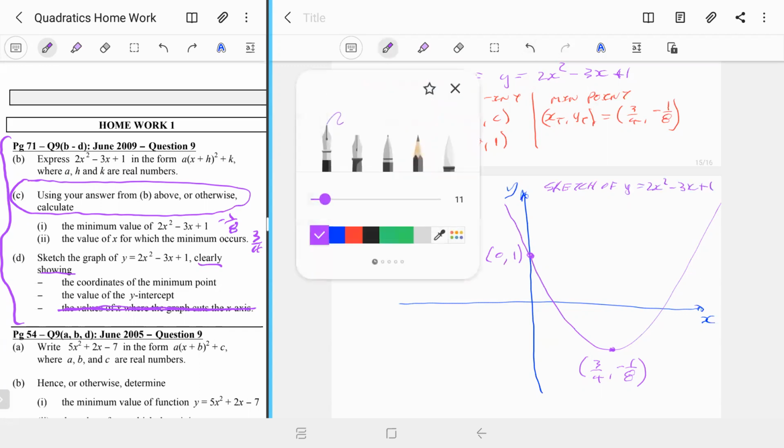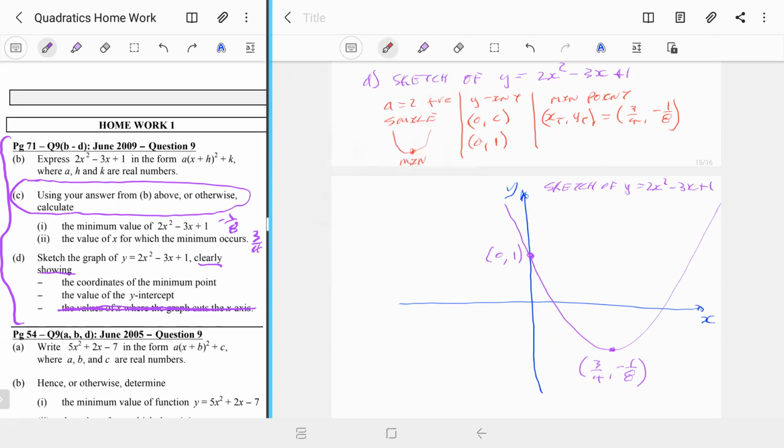If they wanted the axis of symmetry, I would go like this, because some questions would say show the axis of symmetry. I would draw a vertical line and label it axis of symmetry, and it is x equals whatever the xt value is down here, 3/4. And this line continues all the way up through the graph, like that. But that is it. One sketch.